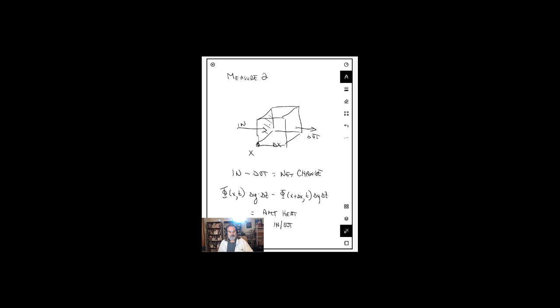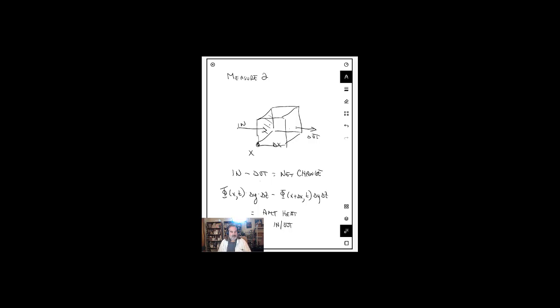If the flow in versus the flow out is different, then there is a net change in the amount of heat in the cube. If the flow in is bigger than the flow out, more heat's going in than leaving, the temperature is going to go up. If the flow out is bigger than the flow in, there's more heat leaving than coming in, the temperature is going to go down. So when those two values are the same, flow in, flow out, no change. When they're different, there is a net change in heat.